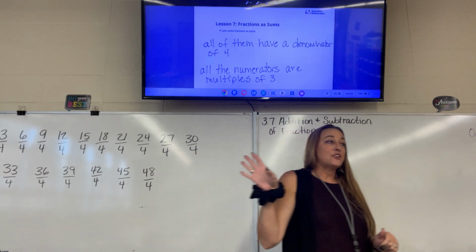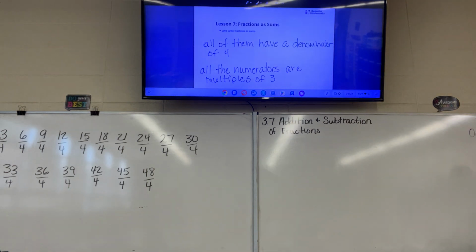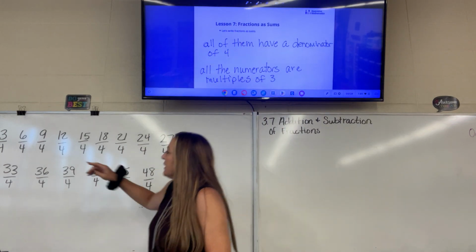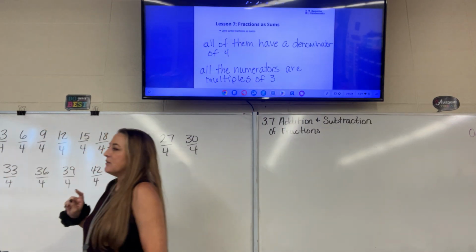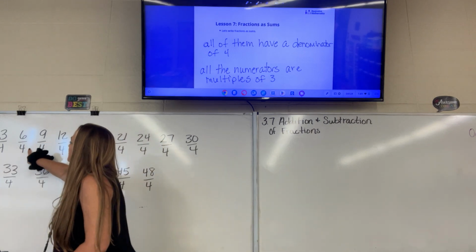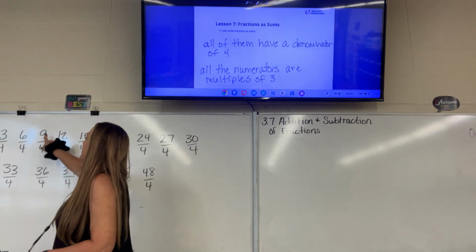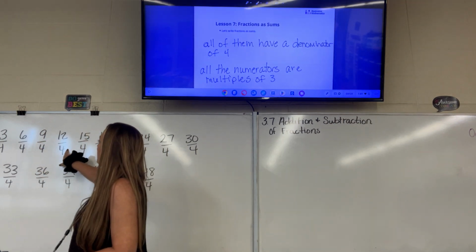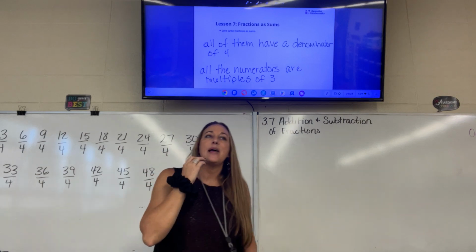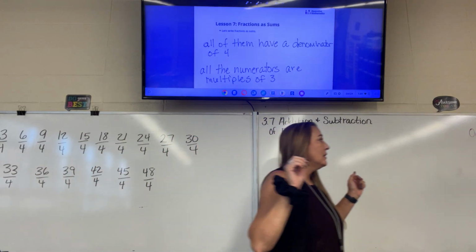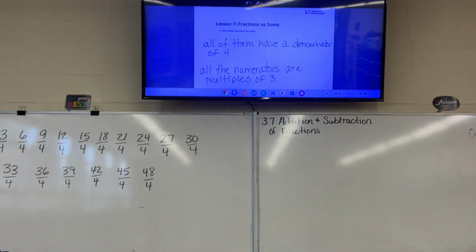So if you guys look at these fractions, do you see any where the top number is a multiple of the bottom number? So can you multiply 4 times anything and get 3? Can you multiply 4 times anything and get 6? Can you multiply 4 times anything and get 9? What about 12? Yes. What can you multiply 4 times to get 12? 3. Not 4. Miscount. It's okay.